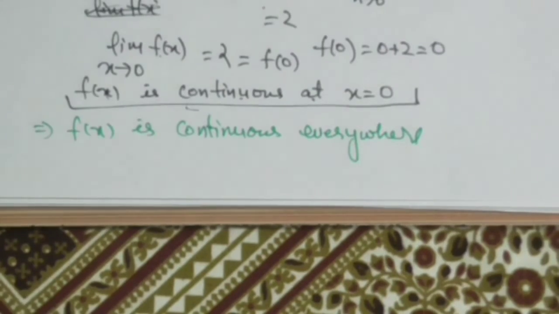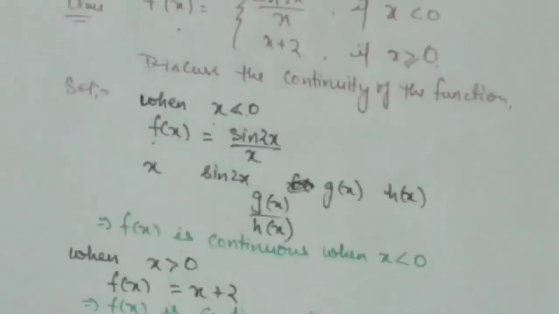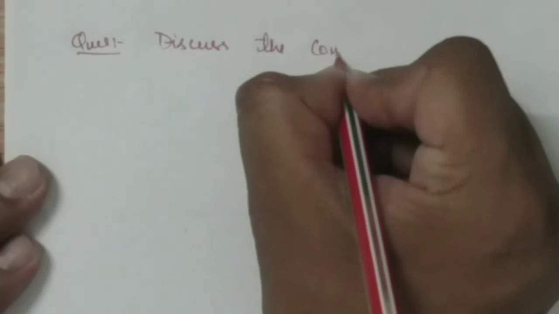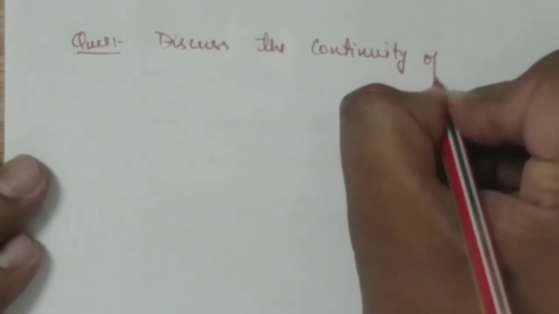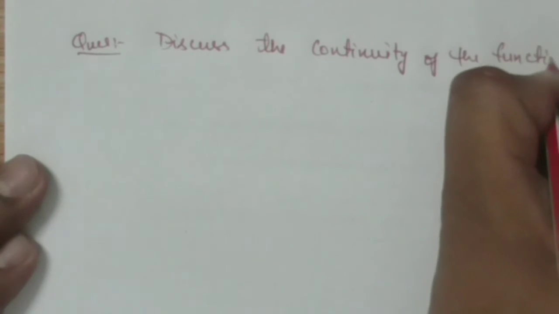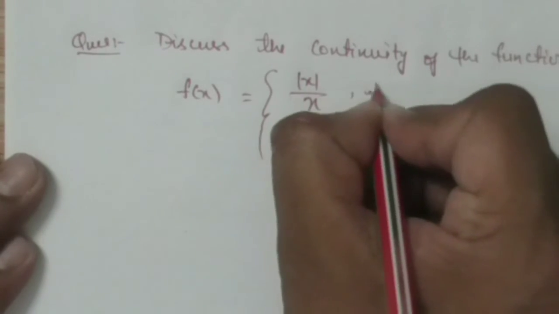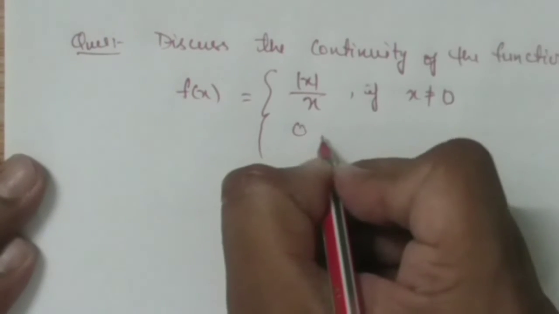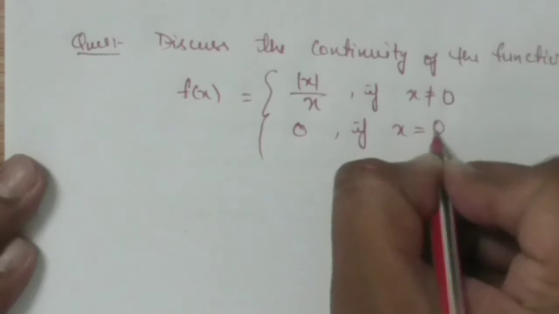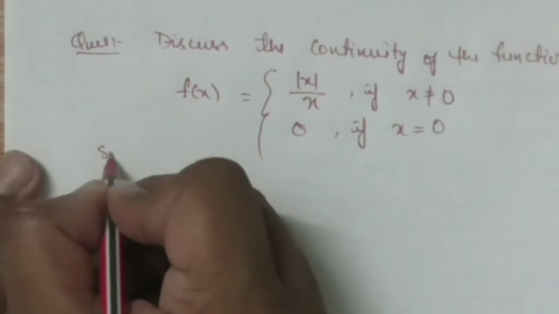Now let us solve one more question like this. The next question is, discuss the continuity of the function f(x) is equal to mod x upon x if x is not equal to 0, is equal to 0 if x is equal to 0. Now we have to discuss its continuity.